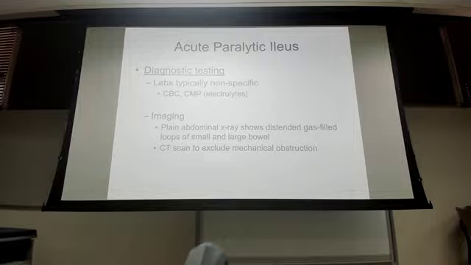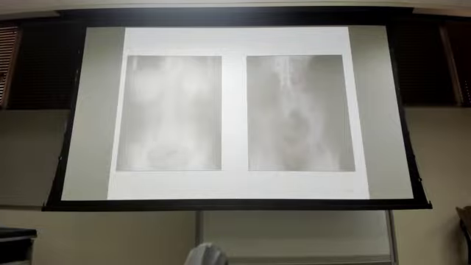You'll see both on the order. If you're trying to rule out a mechanical obstruction, and if all you see are those diffuse gaseous distensions of the small and large bowel, no other signs of obstruction on the X-ray, and then you get the CT, no other signs of mechanical obstruction, okay, yeah, it's acute paralytic ileus. There's just a picture of the two X-rays, just showing those diffuse air in the small and large bowel.